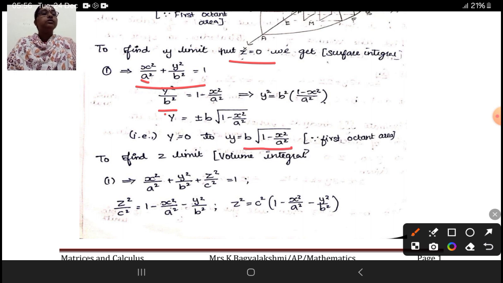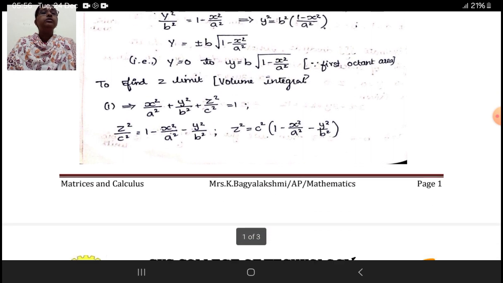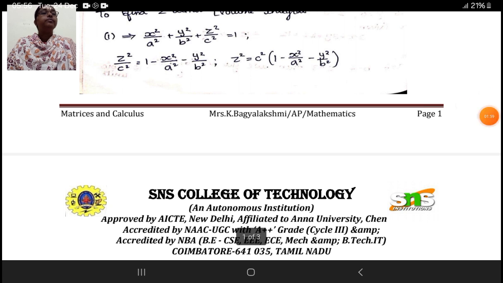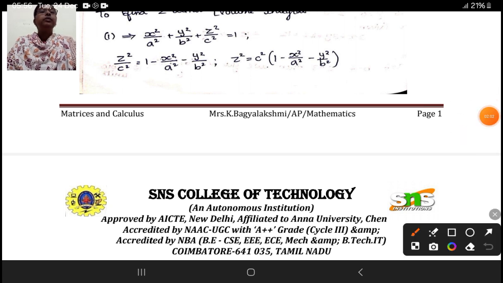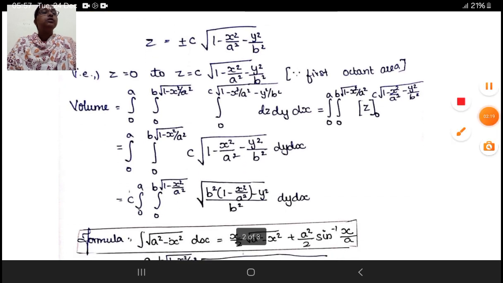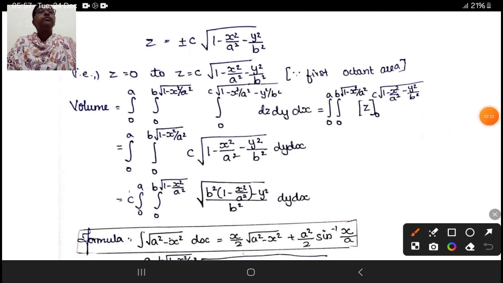Next we want to get the z limit. For the z limit, we write the equation as it is. So z alone we keep on the left hand side, and the remaining x term and y term we take to the right side. That's z square, cross multiplying by c square, and c square into the remaining terms we got. Taking the square root of this term, we get z equal to plus or minus c into this term, and since it is the first octant, the z limit is only the positive term.